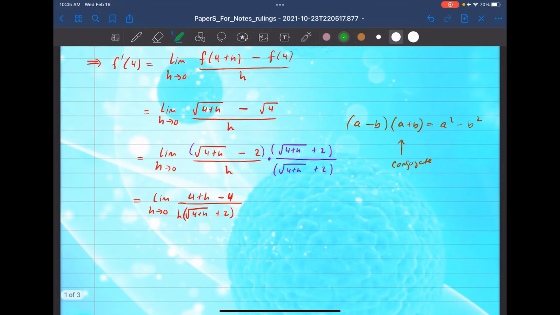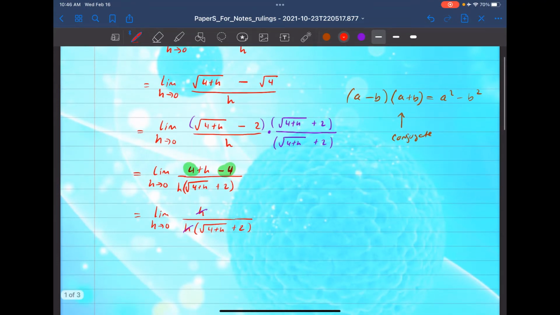And then on top, we see that the 4 and negative 4 cancel out. And this leaves us with the limit as h approaches 0 of h over h times the square root of 4 plus h plus 2. And now here, I realize that I can cancel the h's from top and bottom. And that leaves me with the limit as h approaches 0 of 1 over the square root of 4 plus h plus 2. And now we're ready to take the limit.